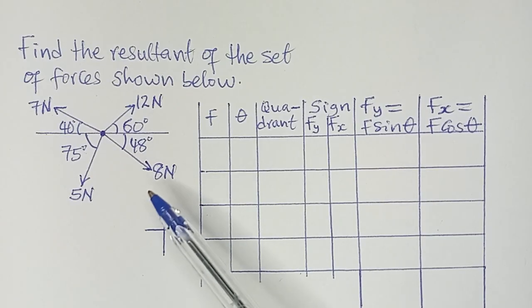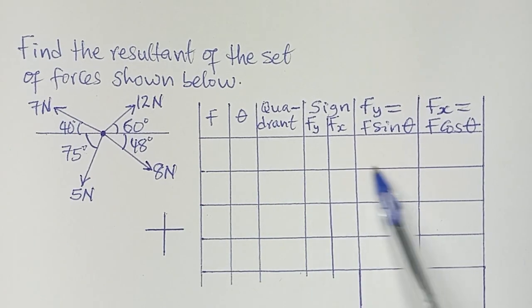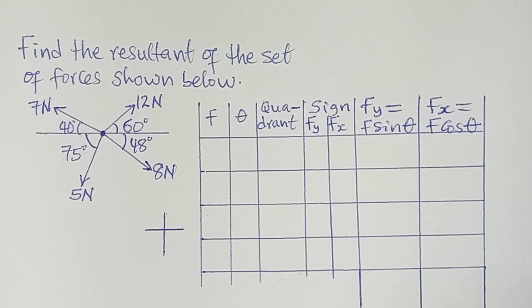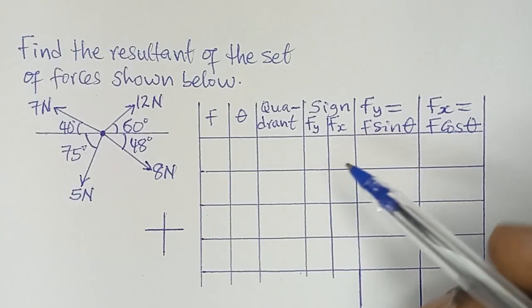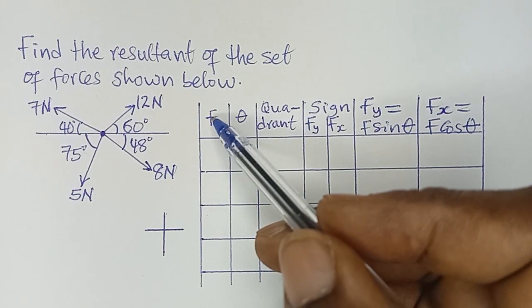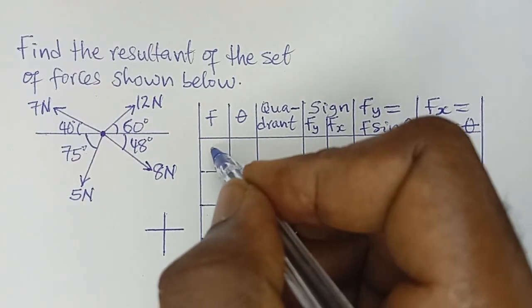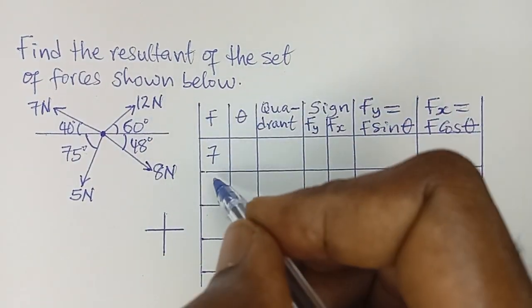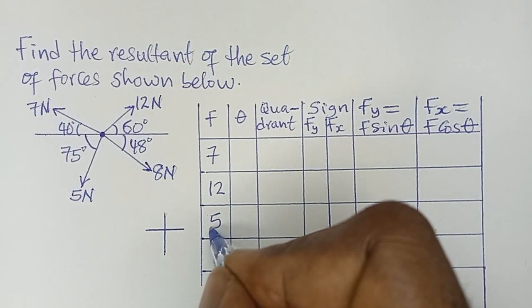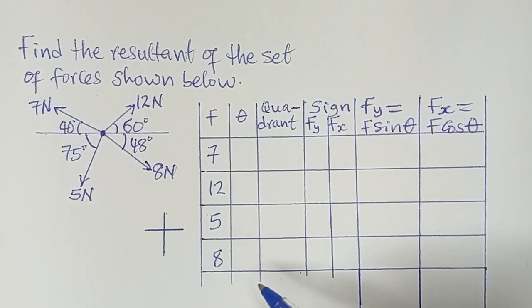Now, for us to solve this and get the resultant, we have to create a table like this that we can use to get the required values. Let's fill in the values for this table. This is F, which is the force given. So I have the 7 Newton force there, I have 12 Newton, I have the 5 Newton, and then finally, the 8 Newton force.